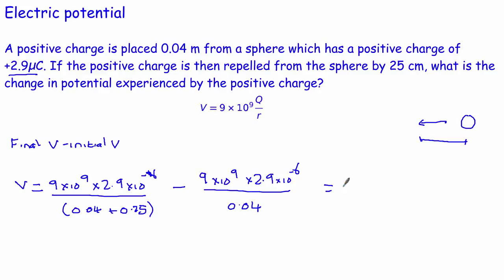So if we do that on our calculator, we end up with 90,000 minus 652,500. And so we end up with minus 5.6 times 10 to the 5 volts. Alternatively, coulombs per meter if you want to write it in that way. So the potential changed by minus 5.6 times 10 to the 5 volts. Okay, so that's an example of the type of question you can be asked.